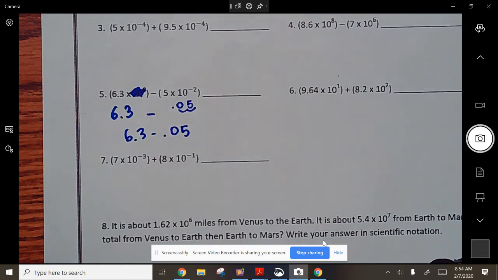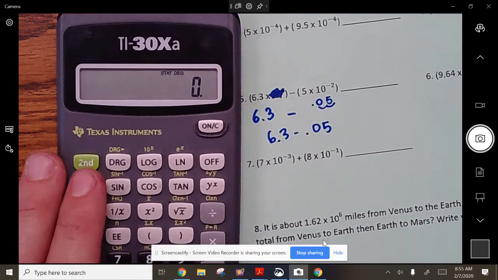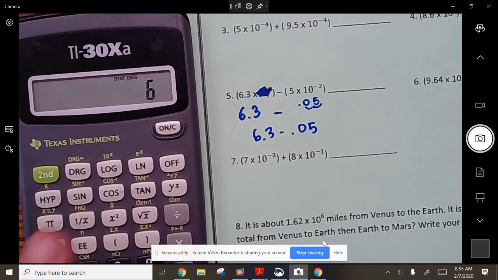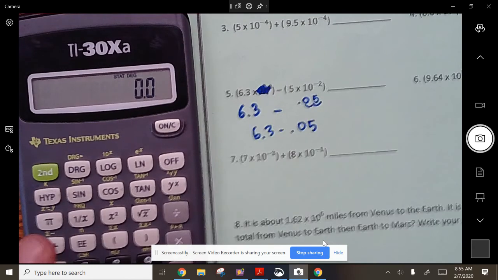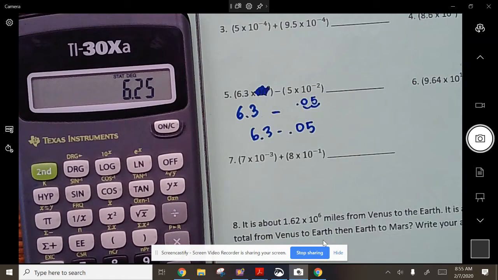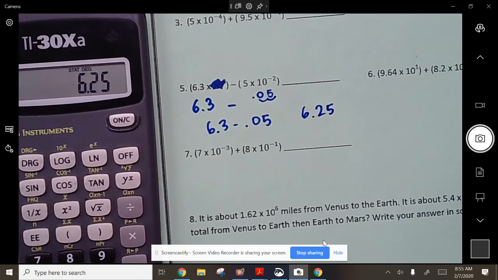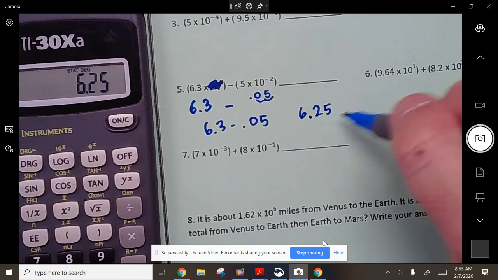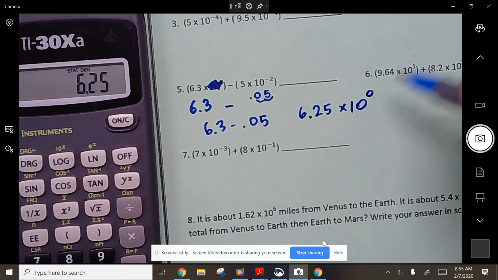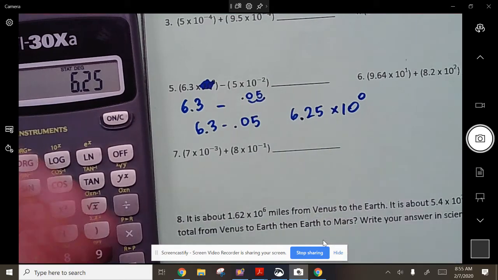And when I plug that in, and you'll have your calculators with you, you're going to have 6.3, ignore that bell, minus 0.05, and you're going to get 6.25. What's interesting about this one is to put it in scientific notation, nothing's going to change. It already has a decimal here. Nothing's changing. So it's actually going to be like that first one. This is kind of a confusing one. You're not going to have anything like this on the quiz tomorrow or today.